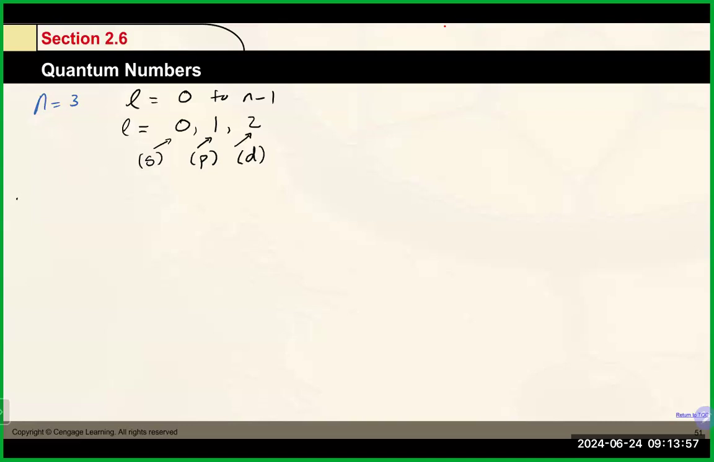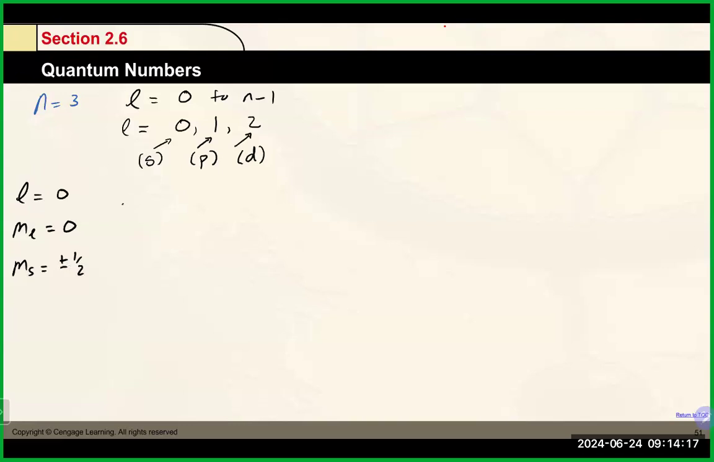So if we have our L equal to 0, just like we did previously, the only possible value M sub L could have is also 0, which tells us, again, there's basically just one s orbital on that energy level. That orbital also could have an M sub s of plus or minus 1/2.